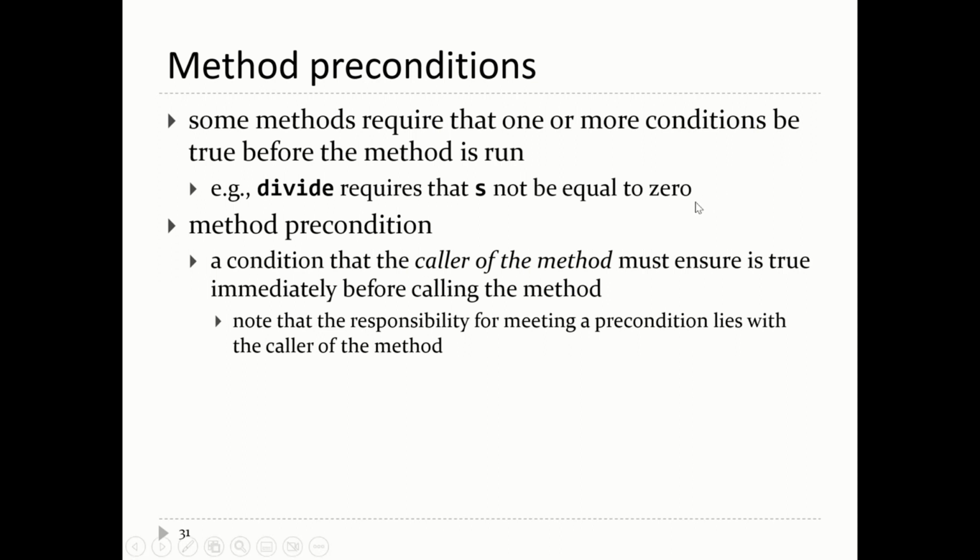So that's an example of what's called a method precondition. A condition is something that's true or false. Don't forget that. A condition is always true or false, something that evaluates to true or false. So a precondition is a condition that the caller of the method must ensure is true before they call the method. In other words, the precondition for divide is that the absolute value of s must be greater than 0.